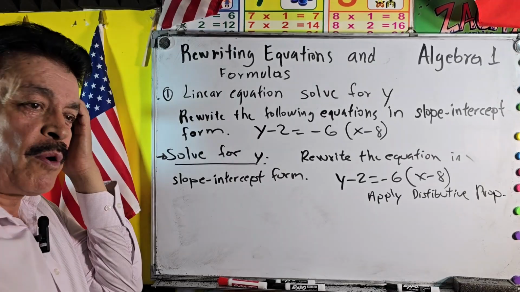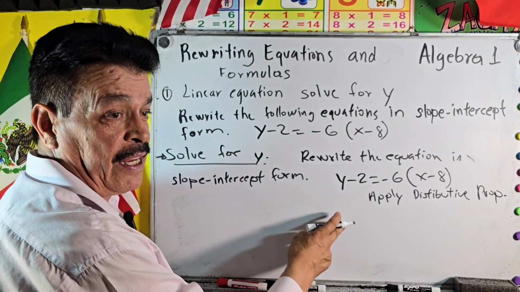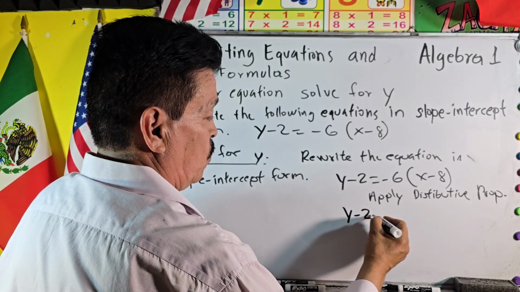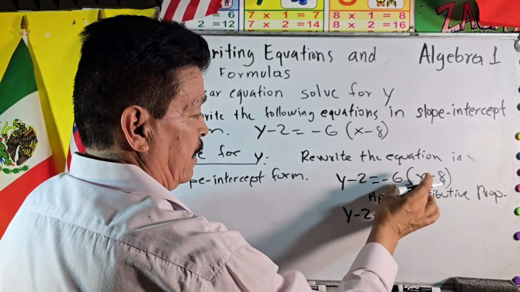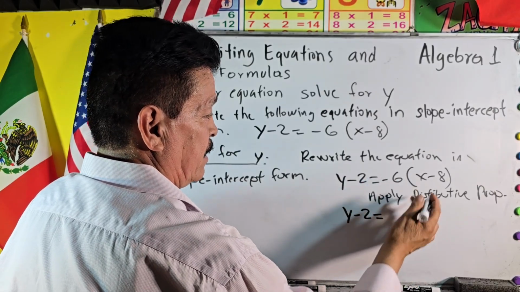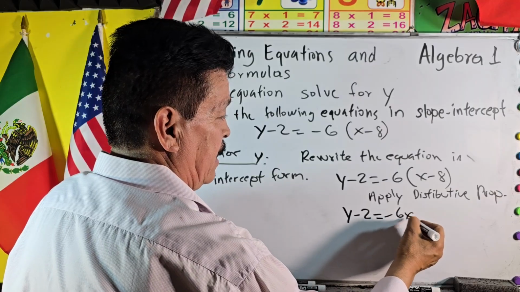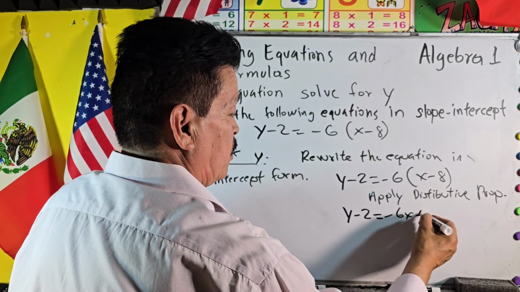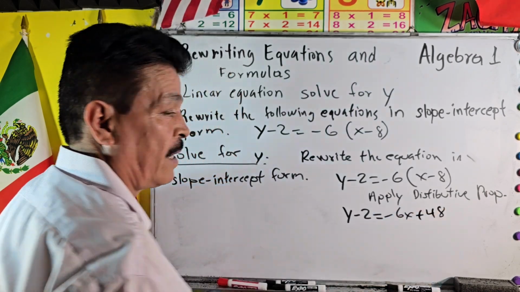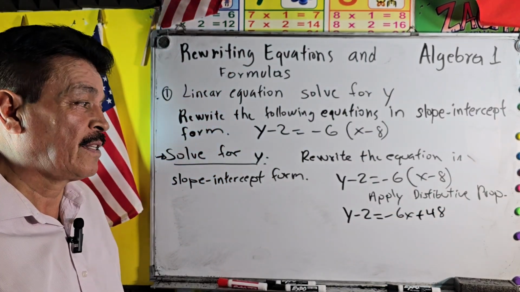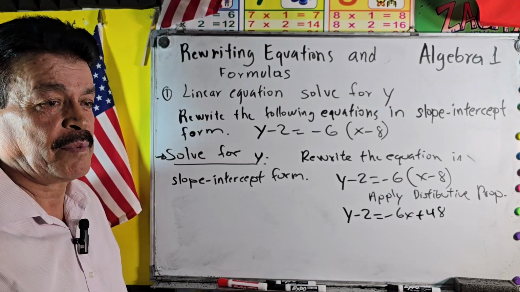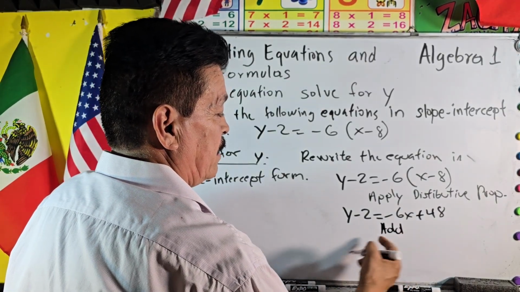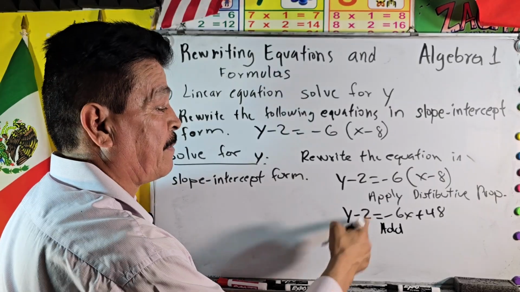If you apply the distributive property, you will have here, look at this, y minus 2, don't change anything here. We have negative 6x, minus negative 6 times negative 8, which is positive 48, right? That's the next step. So now next step we have to add.